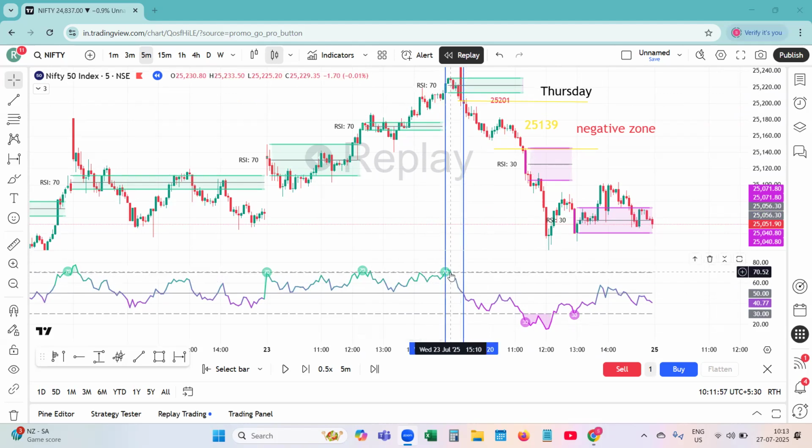You need not look into the RSI every time and guess what is happening, looking back and looking up. It's not tedious actually.